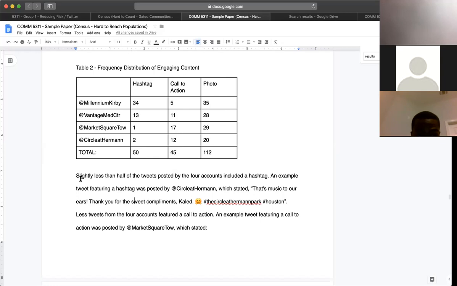So down here, I put, and I'm looking at this, I put slightly less than half the tweets posted by the 4 accounts included a hashtag. So since we have like 115, 50 represents like, I think 45% or whatever. And so that's less than half of the total tweets. Mm-hmm. So we cut 115 in half. That's going to yield, y'all, my brain is tired. Whatever that is. I'm sorry, y'all. I'm sorry.